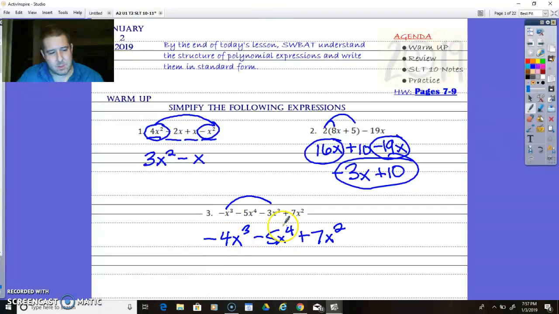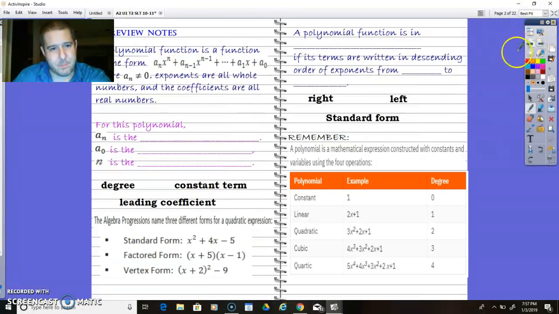Now, this is not in what's called standard form, which is what we're going to talk about in this lesson. Standard form means that you always put the exponents from greatest to smallest. And the reason why we do that is because it makes it obvious what the leading coefficient is, and it puts it right in the front. And it also tells us the degree of the function, which we'll get into here in a moment.